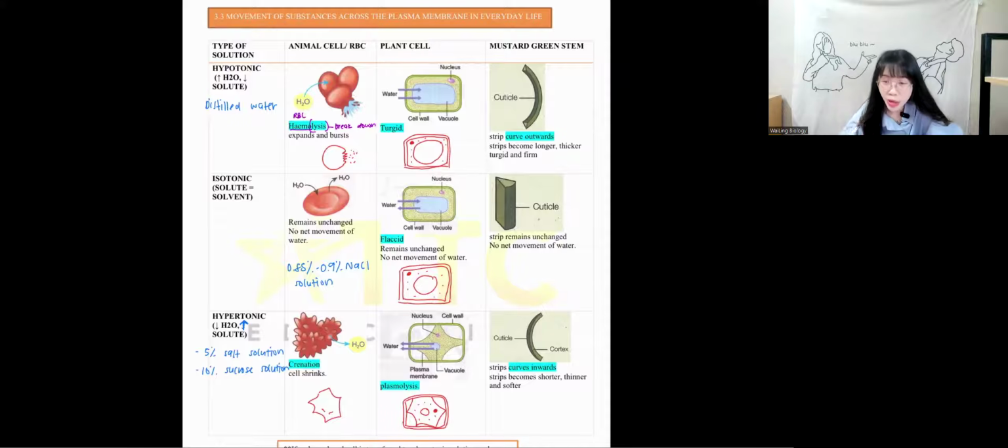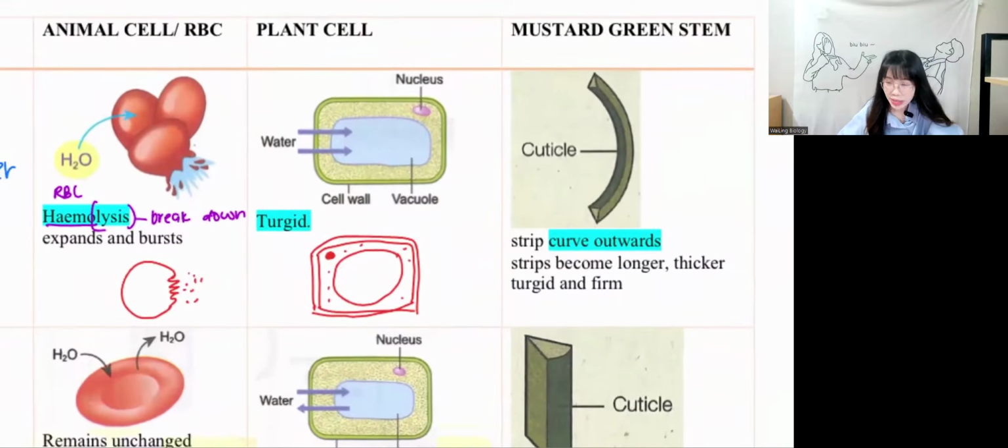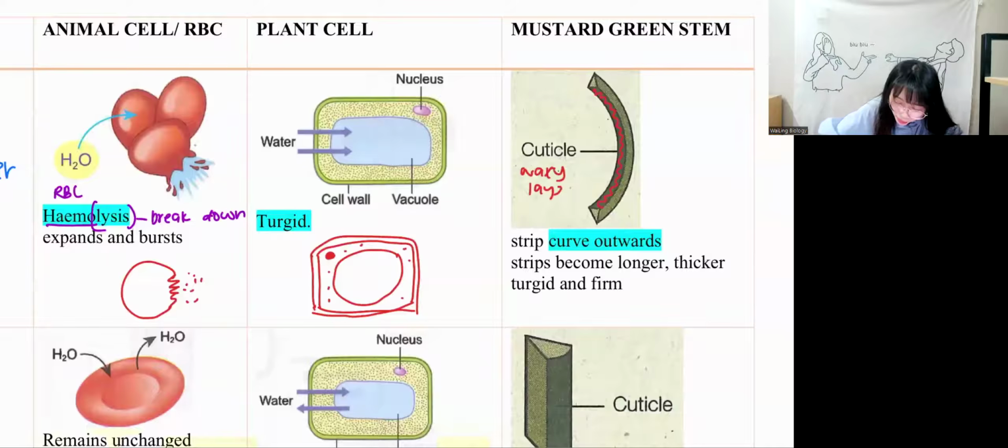So when you do this experiment, you don't have to use any microscope. You can see with your eyes. When you're looking at the mustard green stem, you have to find a thing called the cuticle. The cuticle is the one with a waxy layer. This part here is a cuticle. It's a waxy layer. This waxy layer will not take in any water. There is no water in the waxy layer.